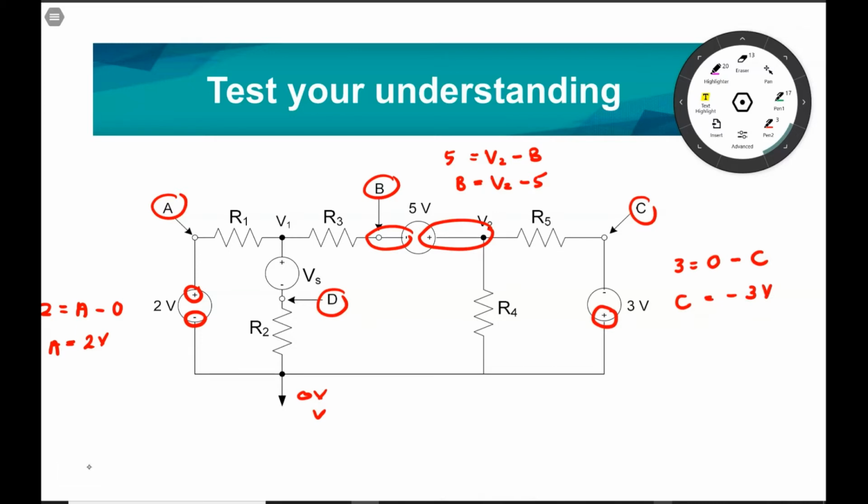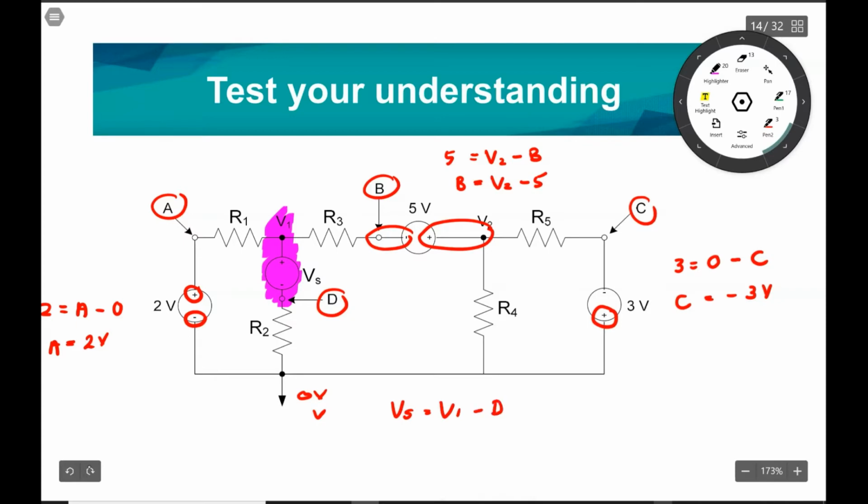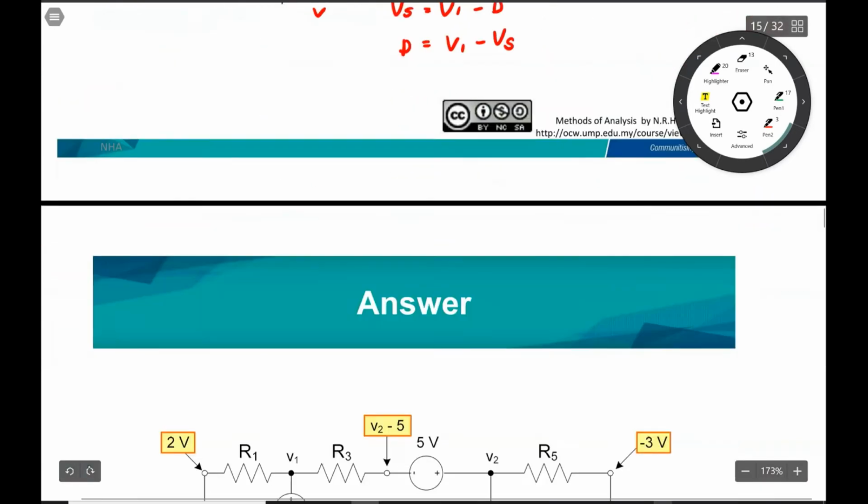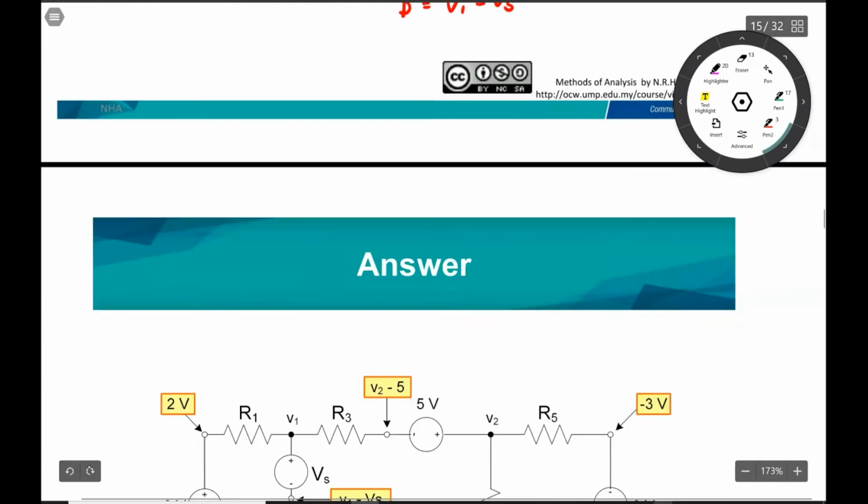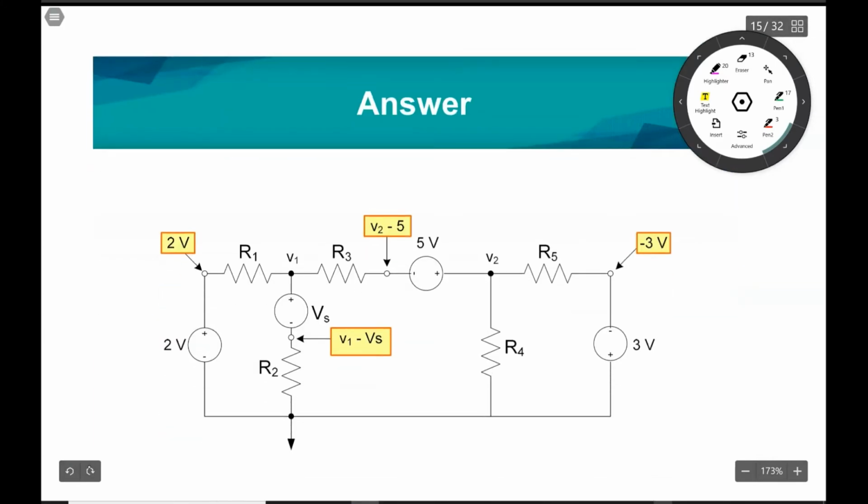And then for the D, here, Vs is equal to V1 minus D, and then D is equal to V1 minus Vs. So here is the answer. Okay.